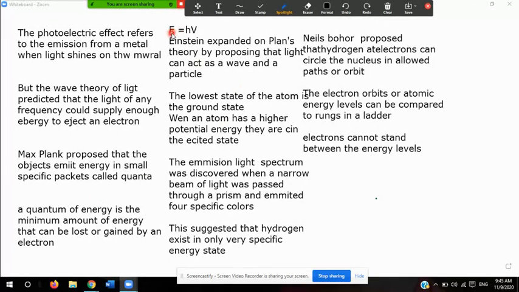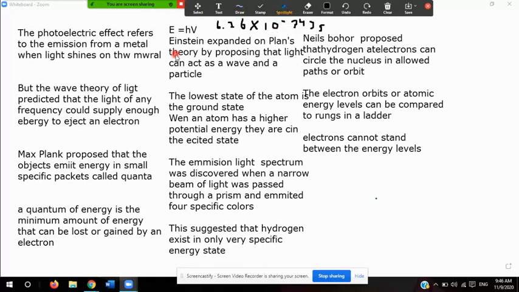He proposed his very famous equation, E equals hv, where h is Planck's constant and v is the frequency. Planck's constant is 6.26 times 10 to the power of negative 34 joules per second. That's what Planck proposed for his theory, what's known as Planck's constant, which still stands today.